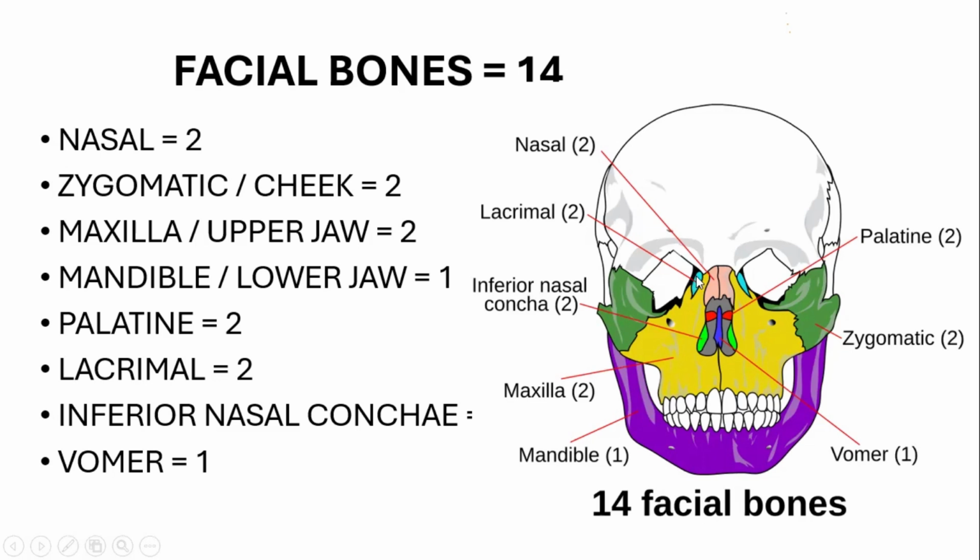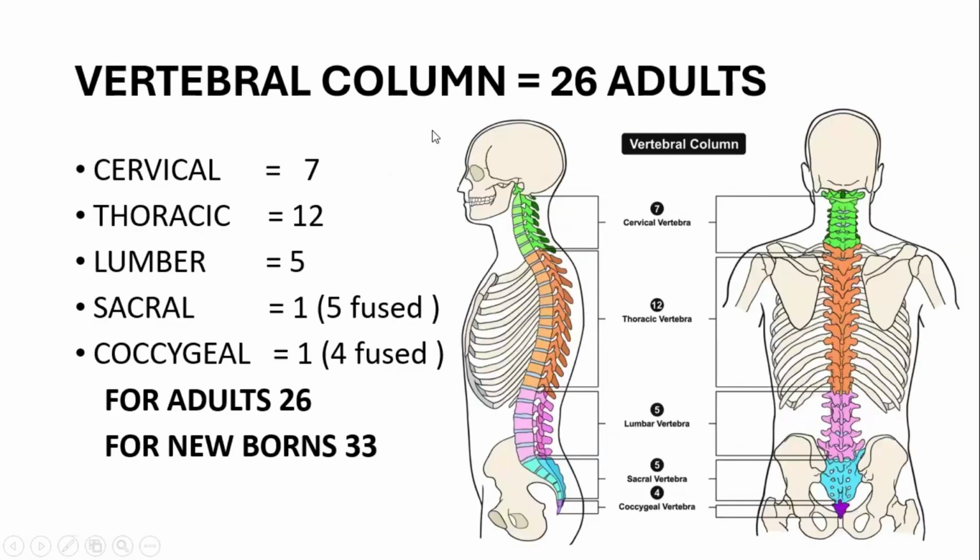Lacrimal, you all know the term lacrimal. So these are the lacrimal bones, and also the inferior nasal concha. So this is the inferior nasal concha, and the vomer. Okay, so this is the vomer bone. I hope it's clear. You can also count whether it is 14 or not.